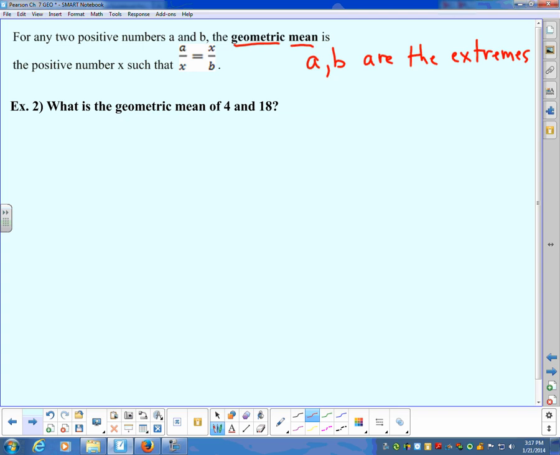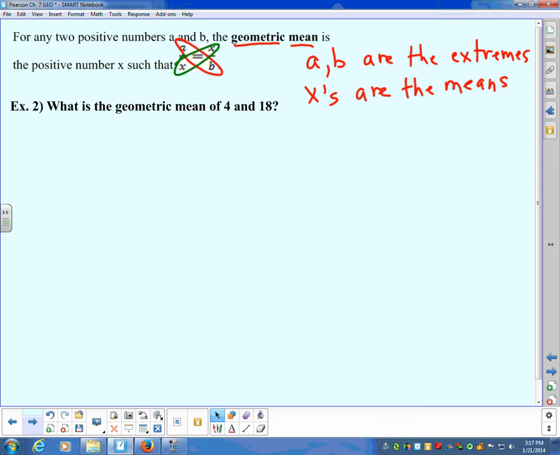So A and B are the extremes. We call the x's, there's two of them, the means. So it's always true that these two are the extremes that I just circled in red, and the means are always these two that I circled in green. And so keeping that in mind, it says, what is the geometric mean of 4 and 18?